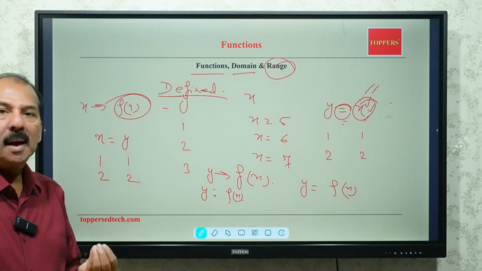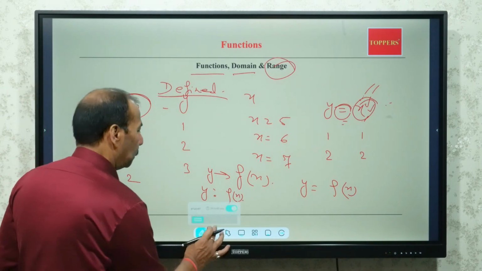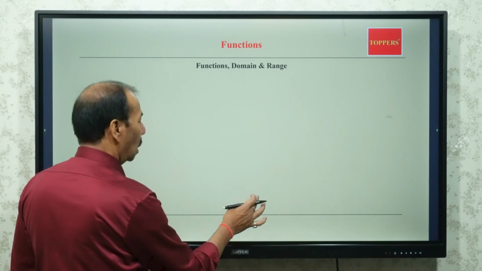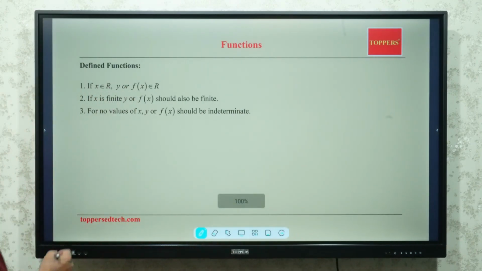Now, what are the conditions that make a function a defined function? Let us see that. See this defined function. These are the three conditions as far as the defined function is concerned.